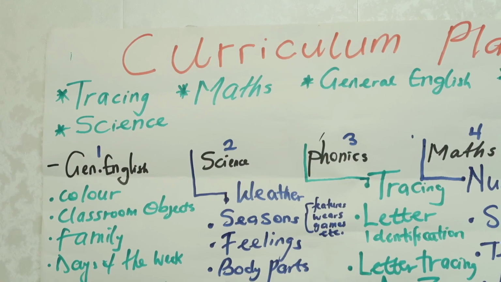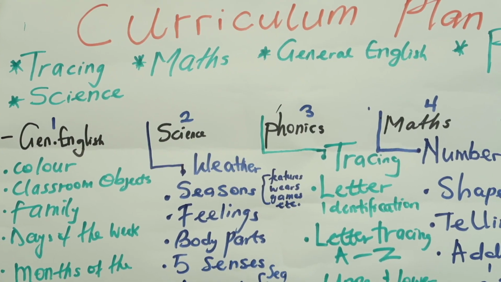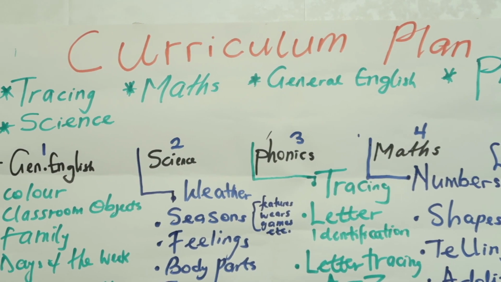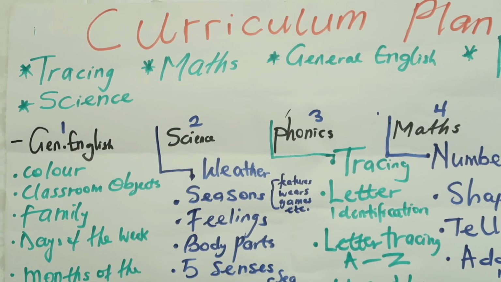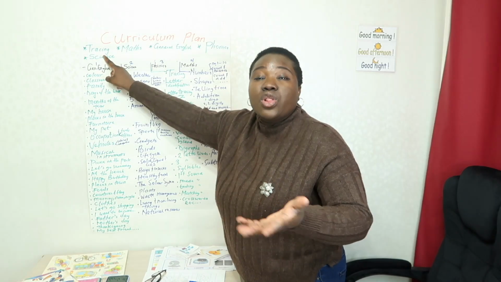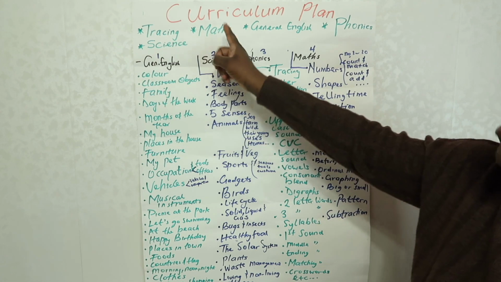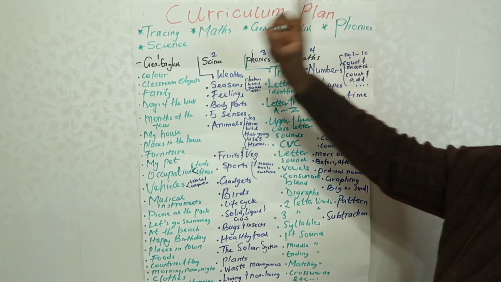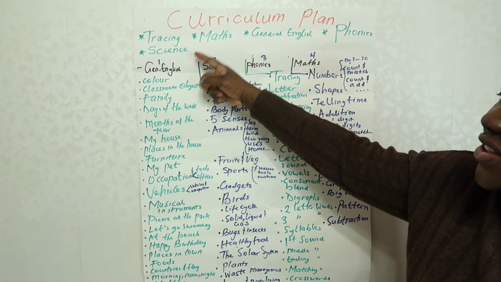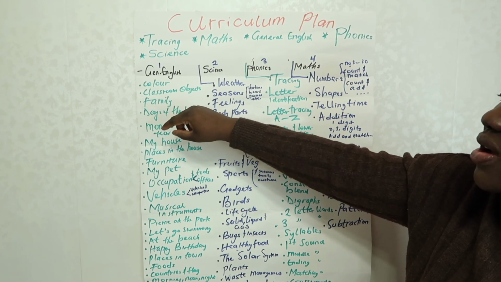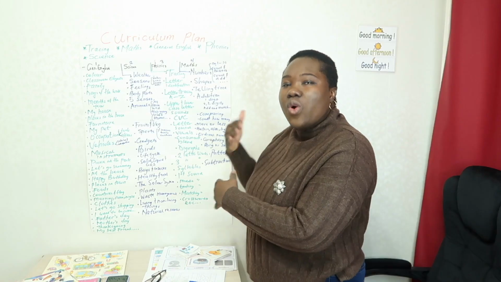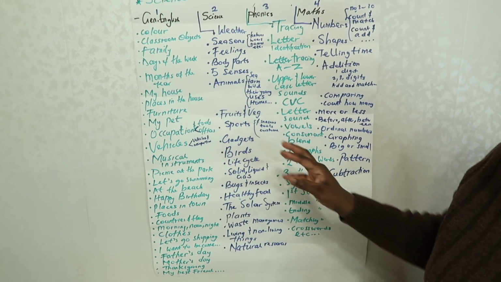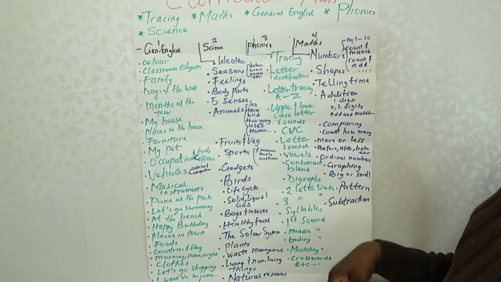Welcome. Perhaps your kids are from 3 years to 5 years, so you can work around these major subjects. Tracing, which is basically learning pencil control, maths, general English, phonics, and science. I'll be showing you some basic topics. There is more, so as we go from time to time and learn further, you'll see more. But for today, these are the ones I'm showing you.